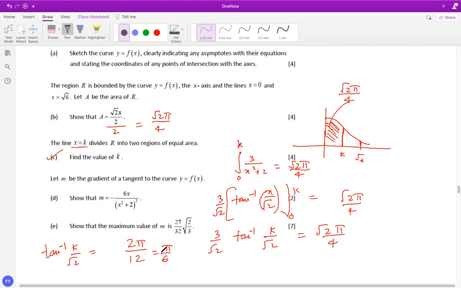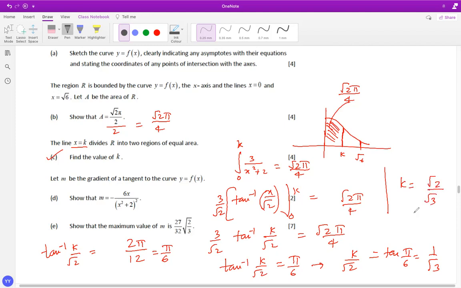So bring it this side. So tan inverse of k over root 2 is pi over 6. That gives me k over root 2 equals tan pi over 6, which is nothing but 1 over root 3. So what we get is k equals root 2 over root 3. That's going to be k equals root 2 by 3. So that's the answer.